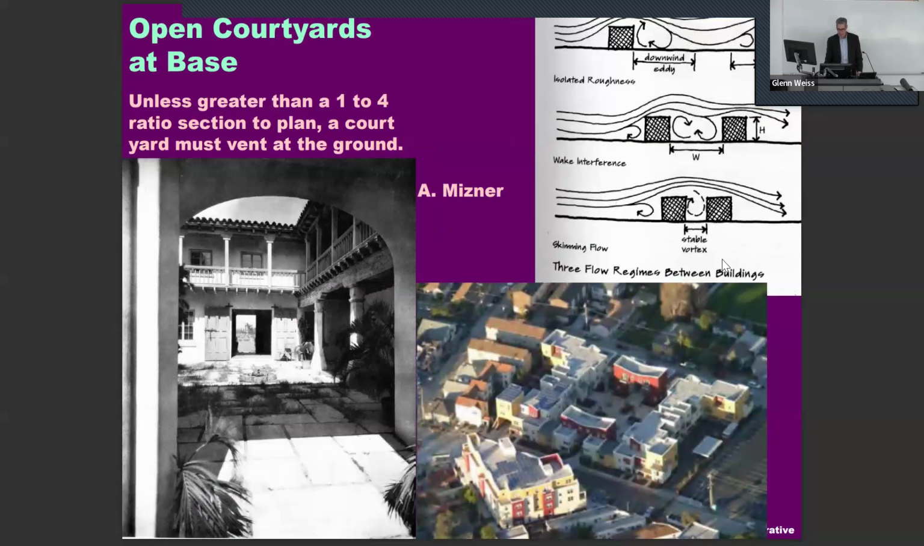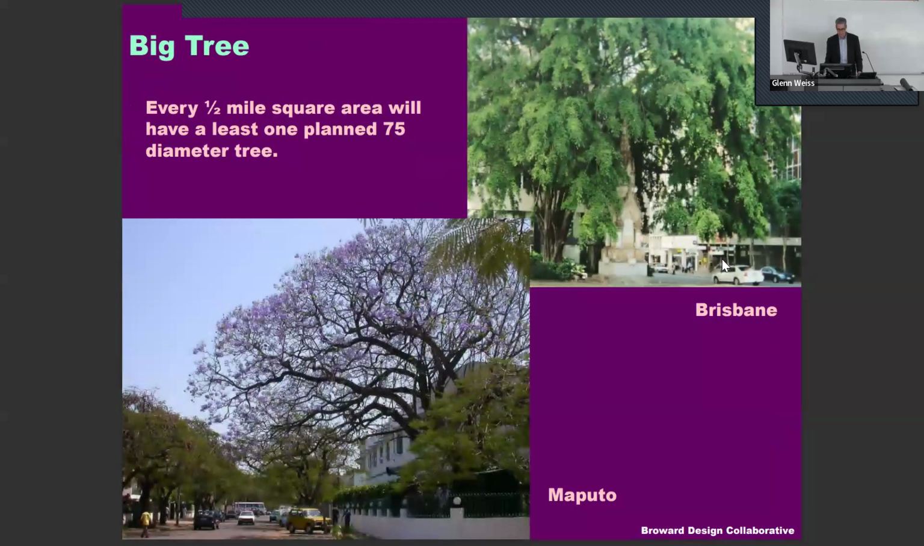Open courtyards at the bases. You can see the drawings in the upper right-hand corner, which have to do with the proportions of the buildings to the courtyard space, and what you generally need to have in terms of that courtyard space. It should have breezeways at the bottom, which allow the air to not jump over the buildings, but get inside the space.